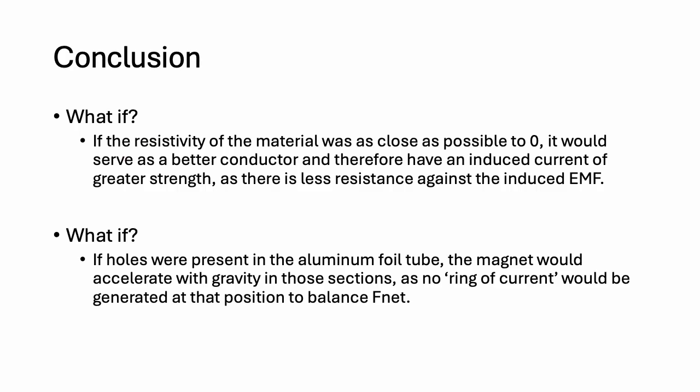So to answer the 2 what-if questions, if the resistivity of the material was as close as possible to 0, it would serve as a better conductor and therefore have a greater induced current as there's less resistance against the induced EMF. And if there are holes in the aluminum foil, then the magnet would accelerate through those sections as there's no generated ring of current that would balance F net, and therefore it would accelerate faster and not be at a constant velocity at that section.